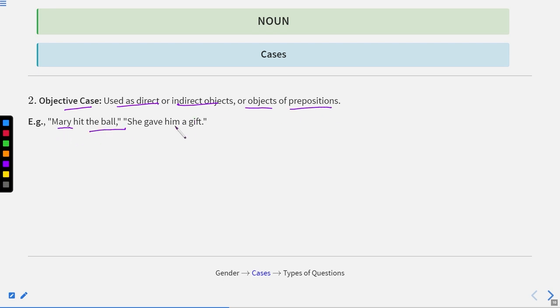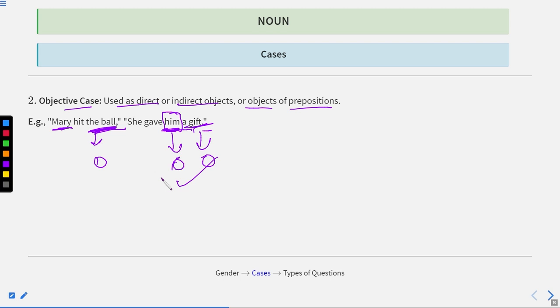Mary hit the ball. She gave him a gift. These are two sentences. So you can say, Mary hit the ball, so ball is an object. She gave him, him is an object. A gift is also an object. So in the place of object, we have written objective case, that is him. And this is the objective case of he. So these are the two sentences where you can see the object, and that is objective case.